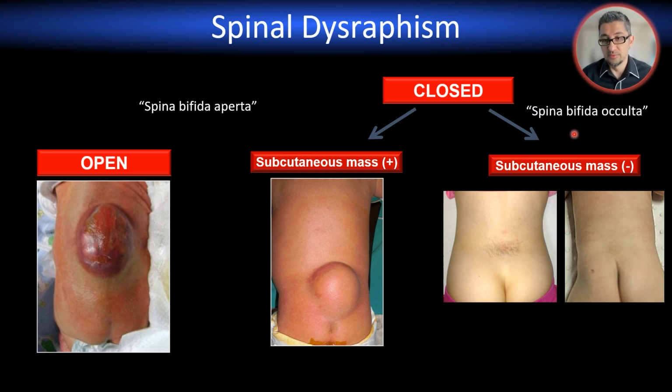So this category was termed as spina bifida occulta for a long while, and this group is called spina bifida aperta because you can see them with your eyes, and these ones are occult.